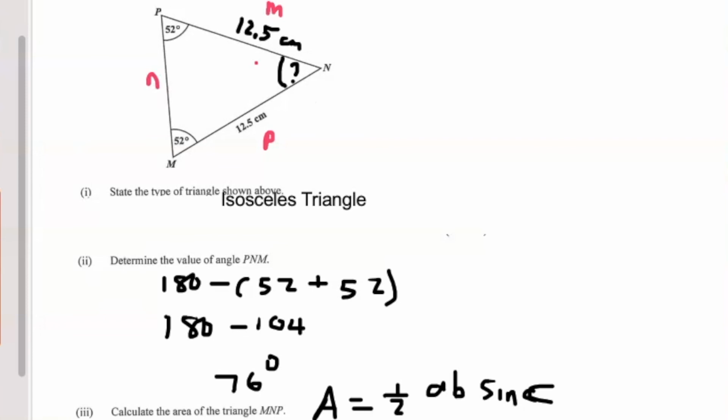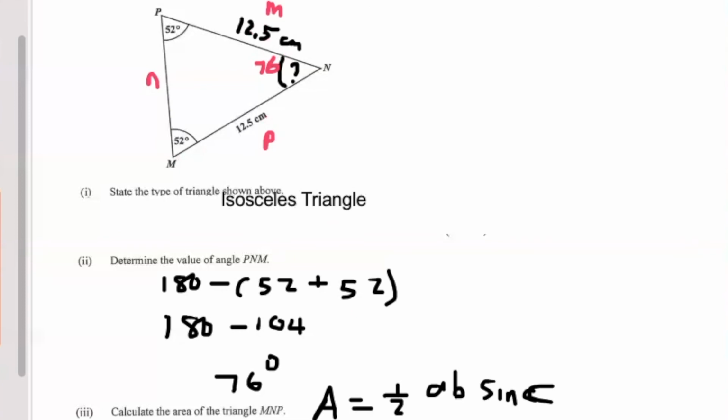Remember, I found out that this is 76. In order to use this rule, we have to have the angle between two sides. So we can't use the 52 because we're not aware of this side. However, you could find it using cosine rule, but we don't need so many steps in finding that information. We already have enough information here. I have 76 and I have 12.5.